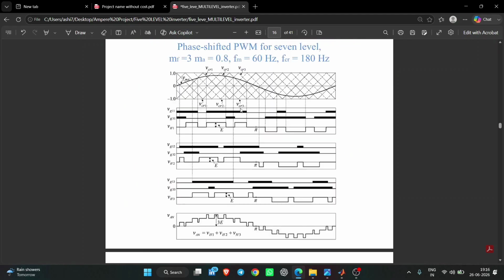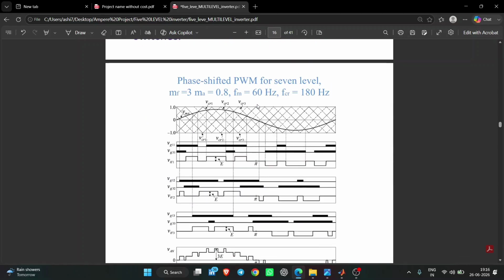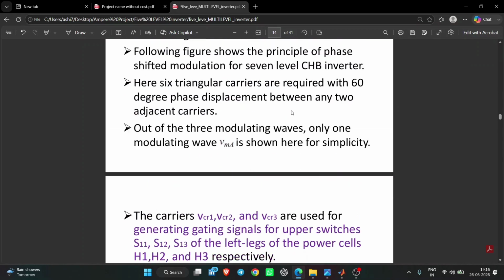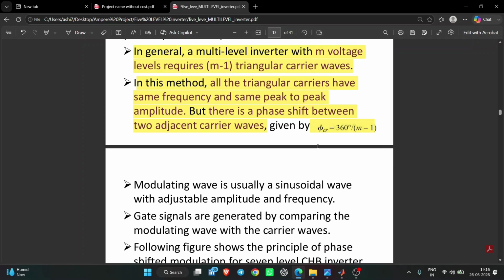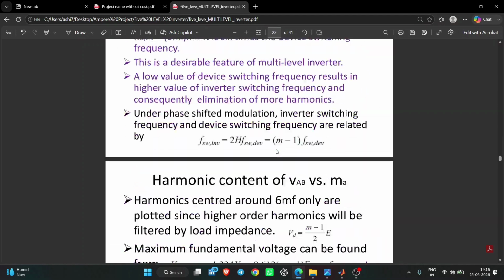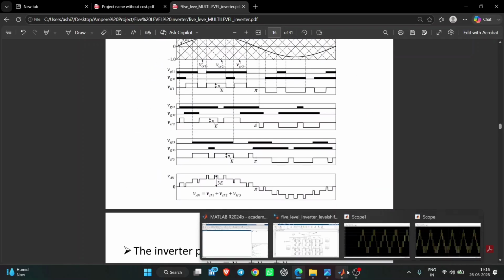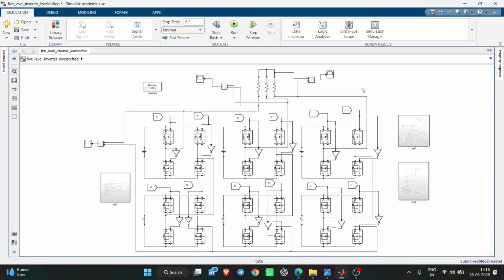These are not necessary. This is 7 level phase shift. Basically, each carrier wave is phase shifted by some phi angle. You have to use this formula to understand how much phi phase shift you have to give. 7 level we will understand some other day. These are not important right now, but we can cover them in an upcoming video. So directly we will jump to the simulation.